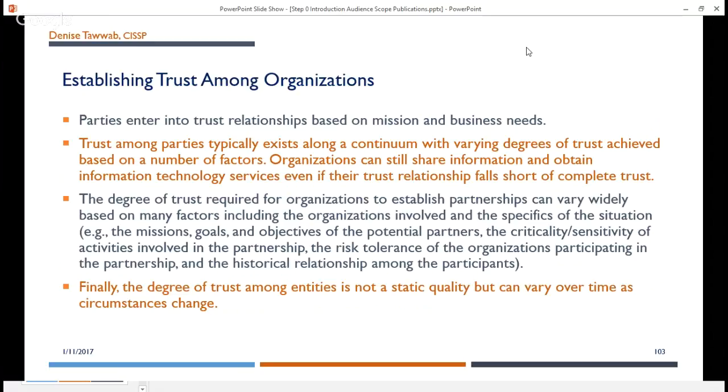For example, the missions, the goals, and objectives of the potential partners, the sensitivity of the activities involved in the partnership, the risk tolerance of the organizations participating in the partnership, and the history between the partners. Finally, the degree of trust among entities is not a static quality, but it can vary over time as circumstances change.